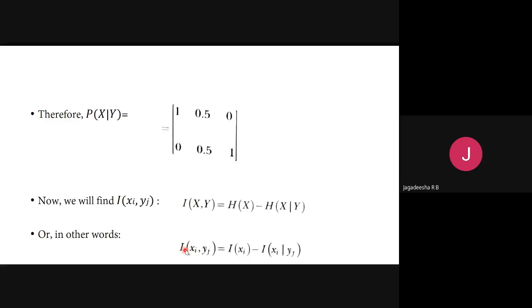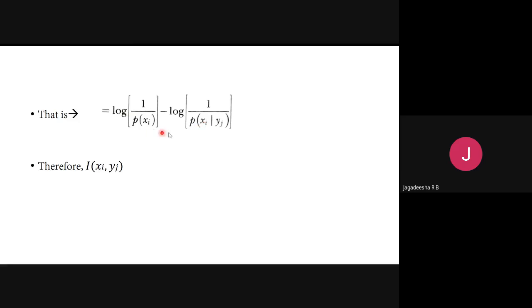For example, we are interested in Xi, Yj. We are not interested in entire X. X has many inputs, X1, X2. Y has many outputs, Y1, Y2, Y3. We are interested in only specific cases of mutual information. Xi, Yj, what is that? That is information of input minus conditional information of input. So what cases do we need? That is basically information, log of 1 by probability minus log of 1 by probability. So here, this gives us a general relation. So based on that, we will be finding out some specific cases.